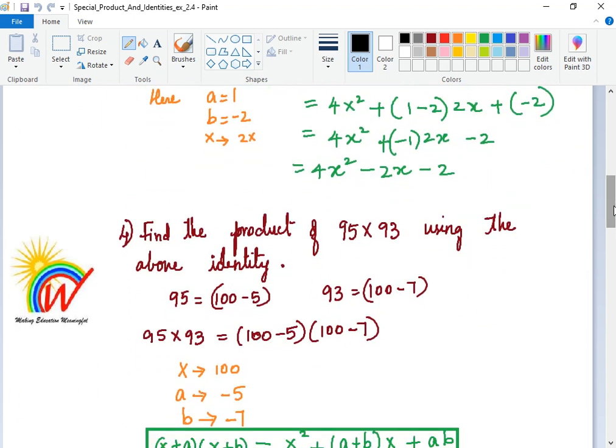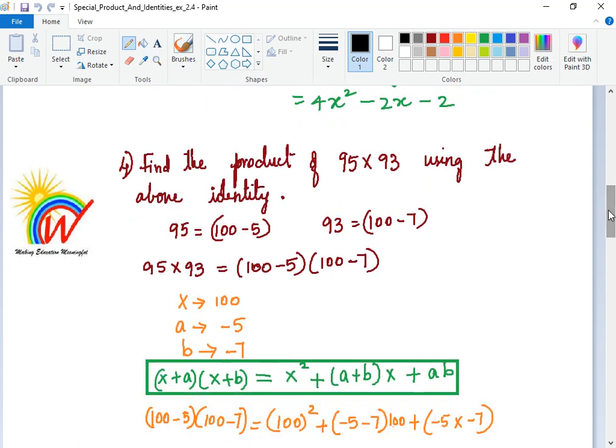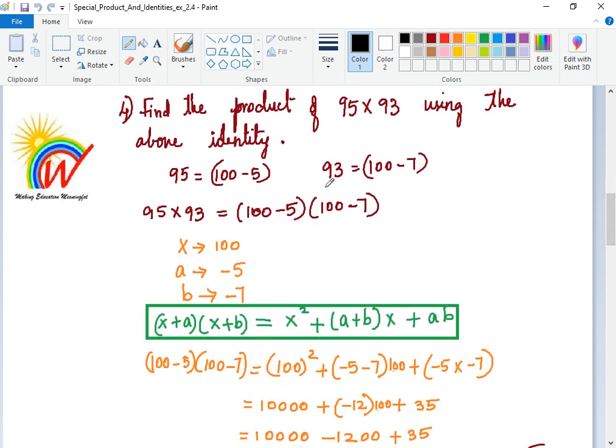Alright, now we will look at the next type. They may give you a problem where, instead of giving you variables, they may give you numbers. Like they may ask you to find the product of 95 into 93. If they ask you specifically to use the identity above, like in this case they have said find the product of 95 into 93 using above identity. If this above identity thing is not given, you can just simply multiply it. But since they have given use the above identity, you have to solve it using identity only. Only then you'll get marks.